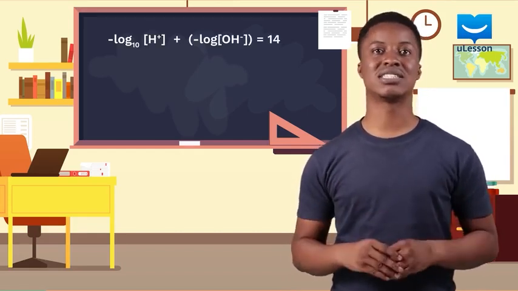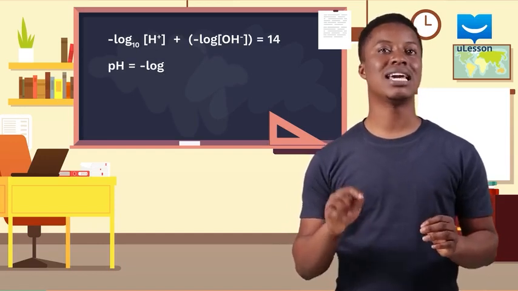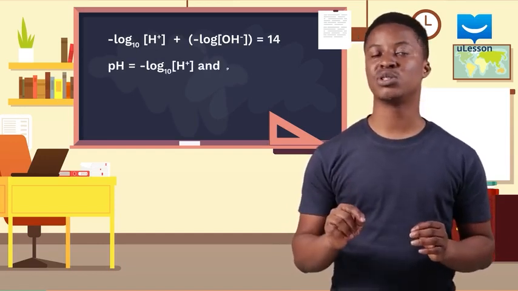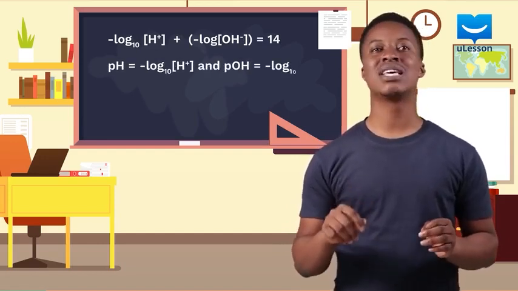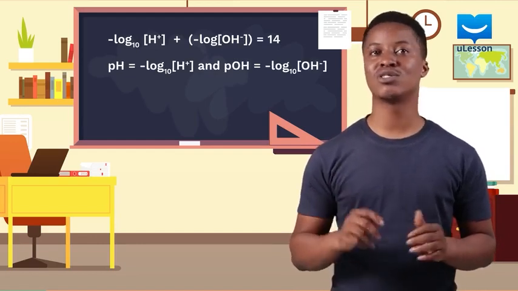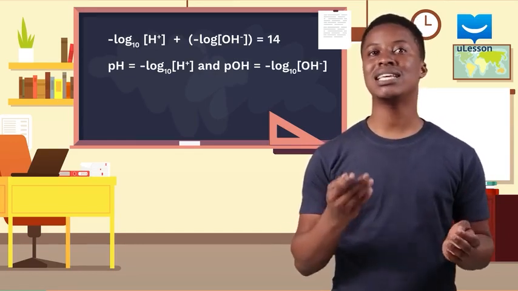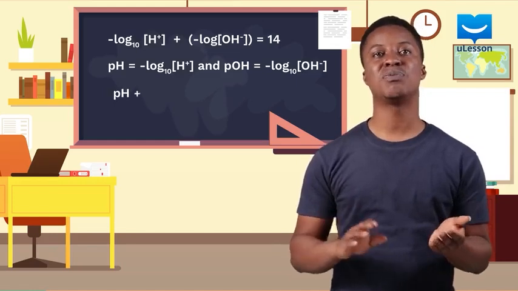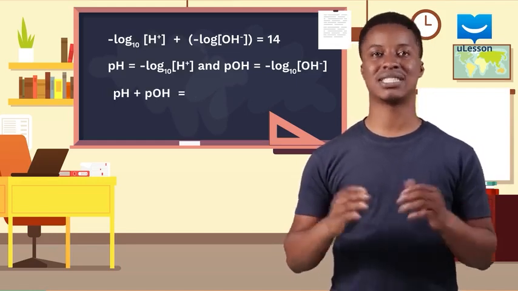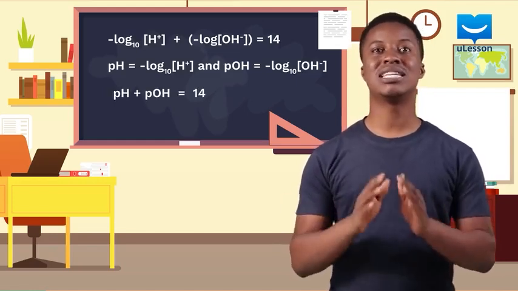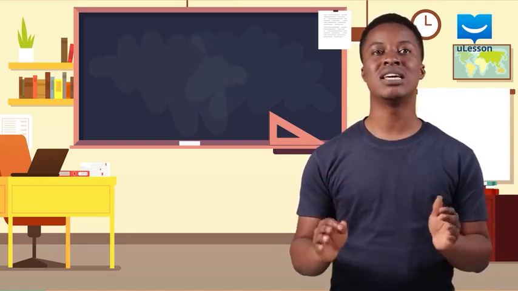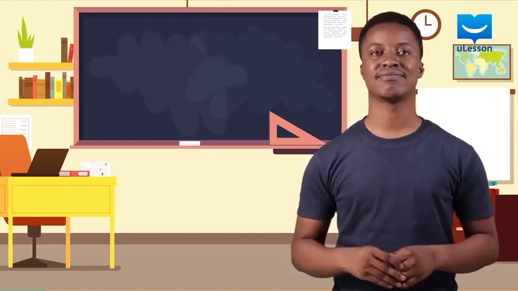Having already established that pH is equal to negative logarithm of hydrogen ion concentration and pOH equals negative logarithm of hydroxide ion concentration, we can see that this is the same as pH plus pOH equals 14. This means that we can determine the pOH of a solution if we know its pH.